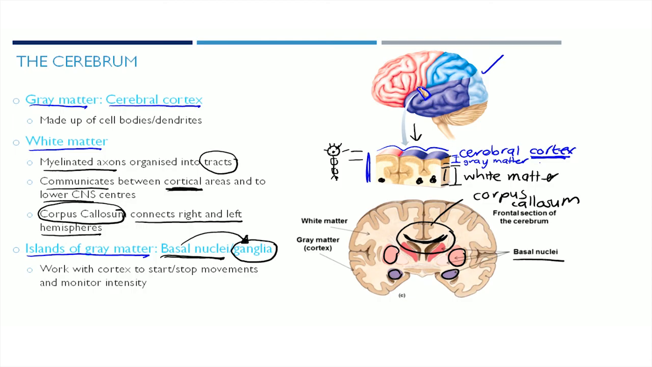So basal nuclei, they work with the cortex, so the area right at the top, to start or stop movements and also monitor intensity. So we'll talk about this more as we talk about the generation of movement in our later videos.